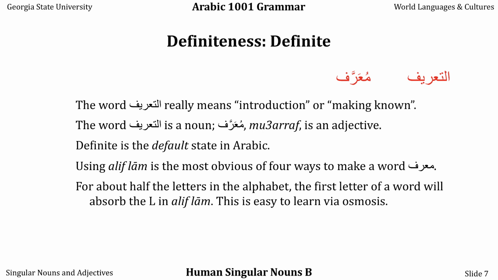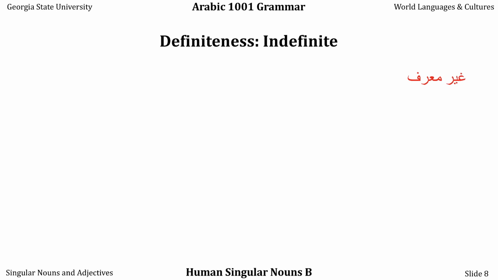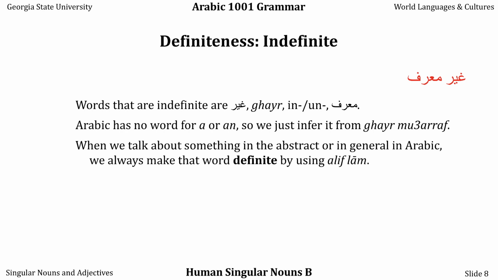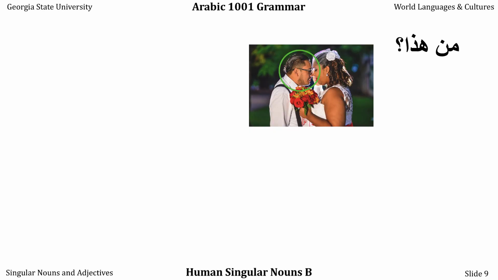For about half the letters in the alphabet, the first letter of a word will absorb the L in alif lam. We have ghair mu'arraf. Words that are indefinite are ghair mu'arraf, and ghair is our word for in or un or non. Arabic has no word for a or an, so we just infer it from ghair mu'arraf. When we talk about something in the abstract or in general in Arabic, like I like poetry, we always make that word definite by using alif lam.